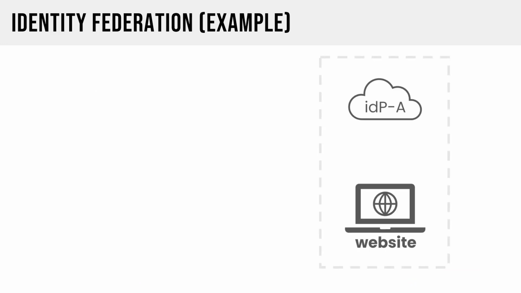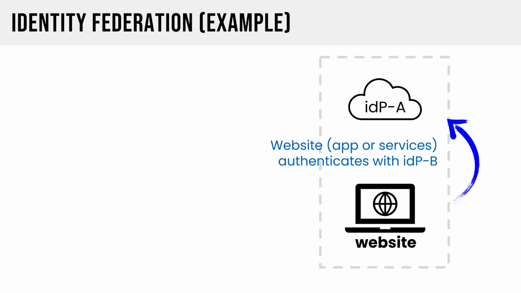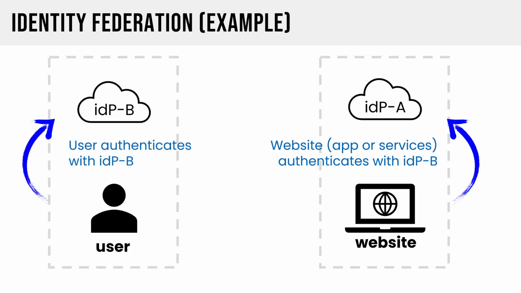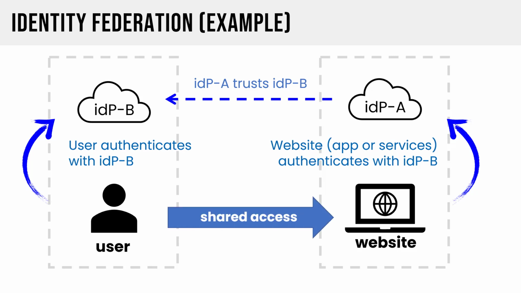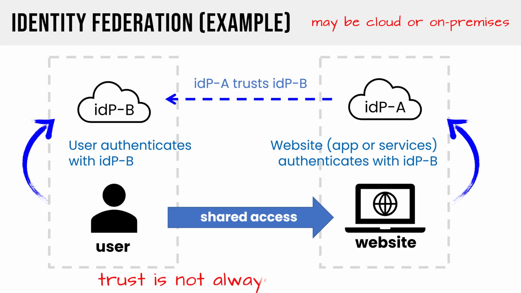So let's look at an example here. We have a website that uses identity provider A, and we have a user that authenticates to identity provider B. And identity provider A has a trust relationship configured with provider B. So when the user's credentials are passed, the website trusts the user and allows access. So with federation, we can have providers that are in the cloud or on premises or a combination of those, as we mentioned earlier with Azure AD and then on-premises Active Directory, where the authentication through federation always happens on premises with Active Directory. But with federation, trust is not always bidirectional.